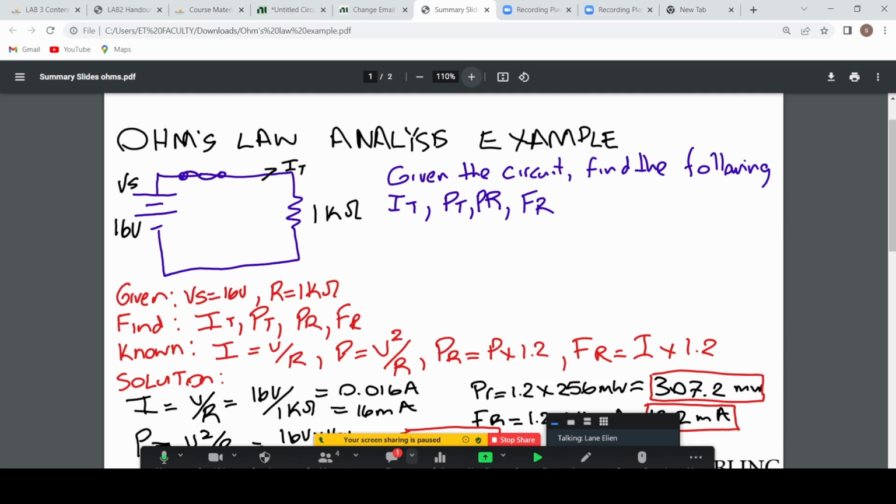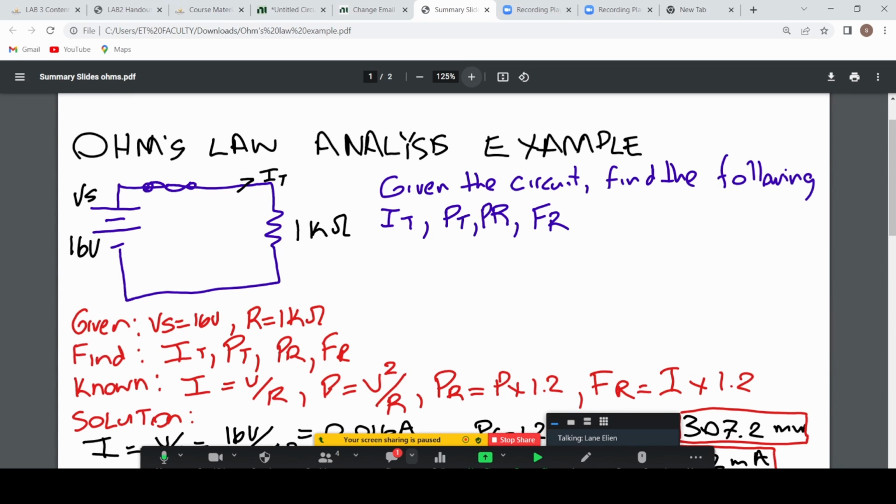So we are given a circuit here. What is our circuit? This circuit is a basic circuit. It has 1 battery. It has a fuse here. So this symbol represents a fuse. And it has 1 resistor. So this is just one load in this circuit. And here we see, of course, a symbol representing current, and it has IT by it representing the total current. So we are given this circuit, and then we are told to solve this using analysis, right? Given the circuit, find IT, which is the total current, PT, which is the total power, PR, which is the power rating, and FR.